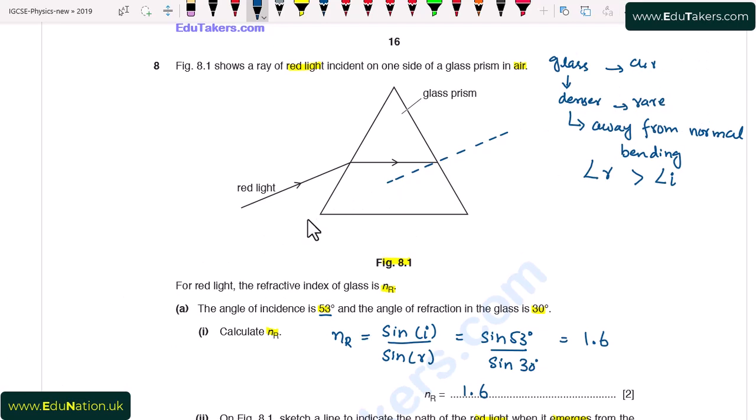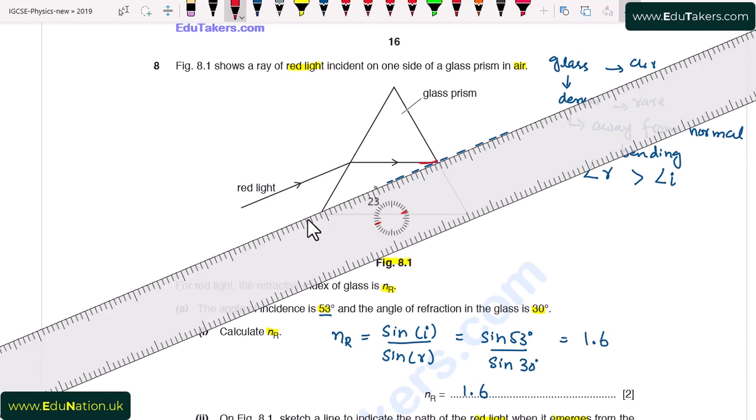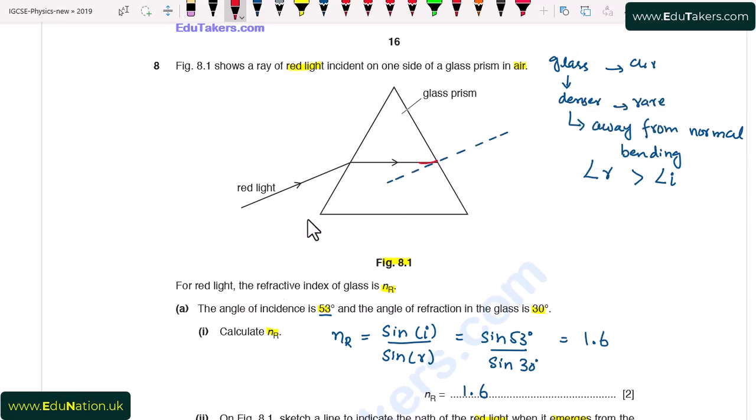Now, this is the incident ray in this case, and it comes out of the glass into air. So the refracted ray will bend away from normal, so that the angle of refraction should be larger. This angle is basically the angle of incidence in this case. Now I am going to draw the refracted ray.